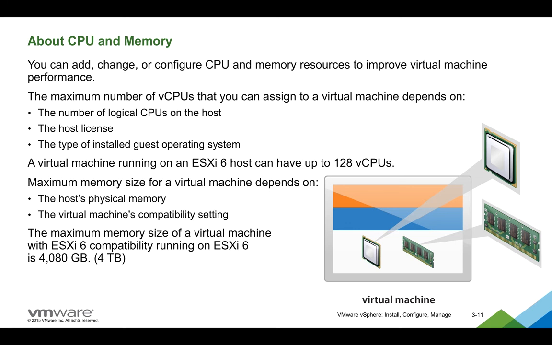Any virtual machine running on the ESXi 6 host can have up to 128 virtual CPUs, although that sounds pretty extreme. I can't think of a use case for that. Your maximum memory size for a virtual machine will depend upon the host's physical memory and the virtual machine's compatibility setting. The maximum size for any given virtual machine, it can handle up to 4 terabytes of memory. So that's quite a bit of memory you can handle.